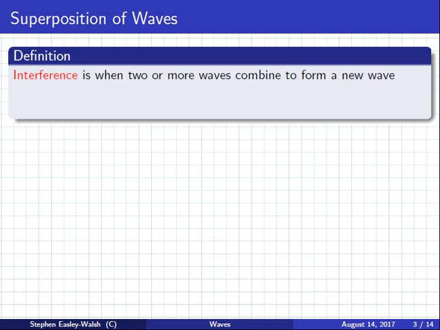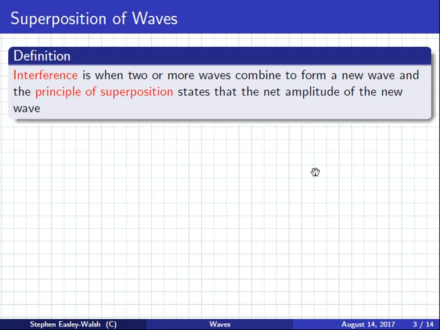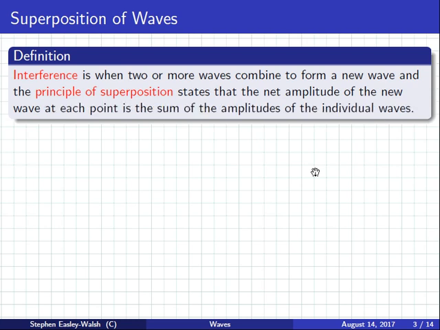So interference is when two or more waves combine, and the principle of superposition states that the net amplitude of the new wave at each point is the sum of the amplitudes of the individual waves. So in other words, if you have two waves and they come together, the new height will equal the old heights added together. As simple as that. So if this wave is coming in at 1 meter and this wave comes in at 1 meter and they both meet together, then the new wave will have a height of 2 meters. Again, this is obvious, but it's not true for everything.